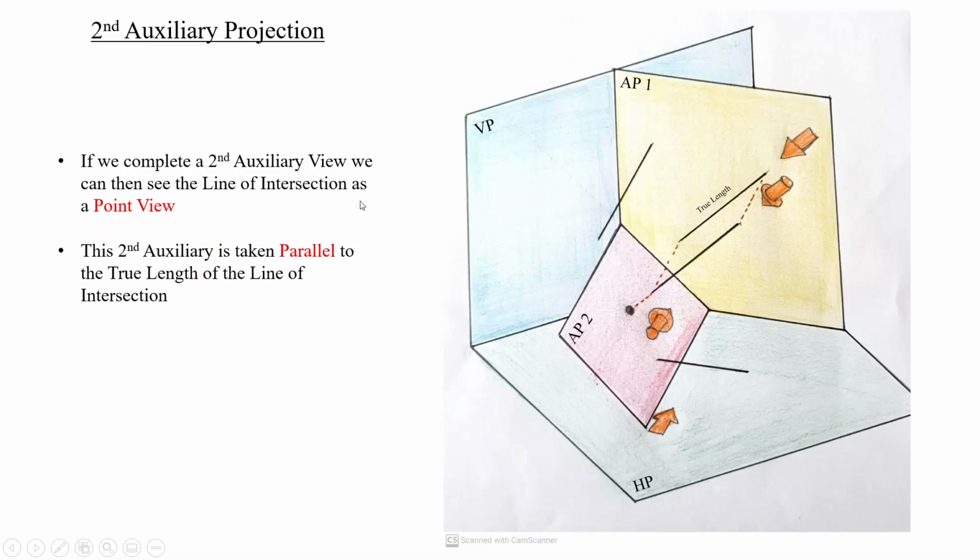And in the second auxiliary, we can then see this line of intersection as a point view. This second auxiliary is taken parallel to the true length of the line of intersection. So we've got our view of true length, and we're going to project a new plane AP2 that is parallel to it. The view we look at is parallel to the true length. Therefore, we will be able to see the line as a point view, giving us the information we need to complete the dihedral angle between two surfaces.